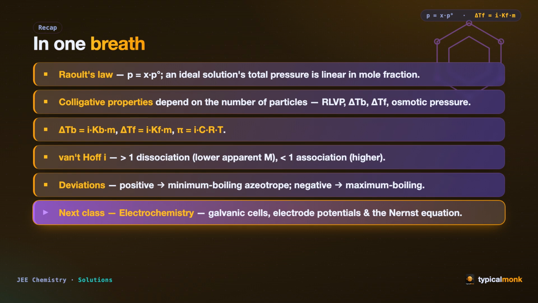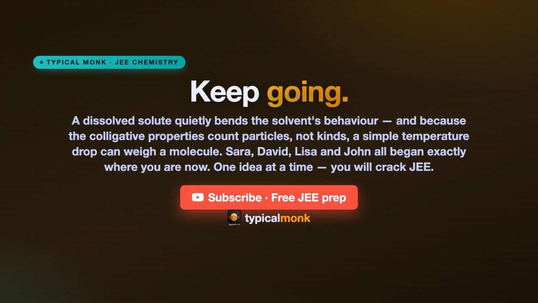Next class, electrochemistry, galvanic cells, electrode potentials, and the Nernst equation. A dissolved solute quietly bends the solvent's behavior. And because the colligative properties count particles, not kinds, a simple drop in temperature can weigh an entire molecule.